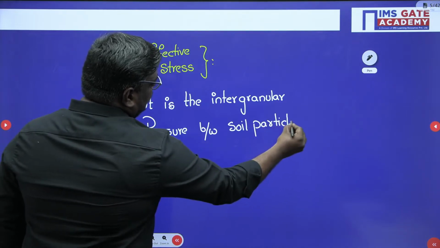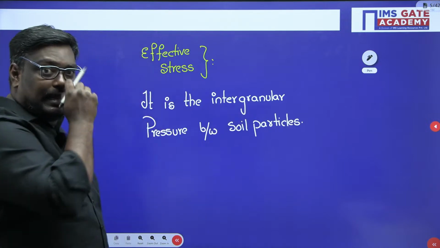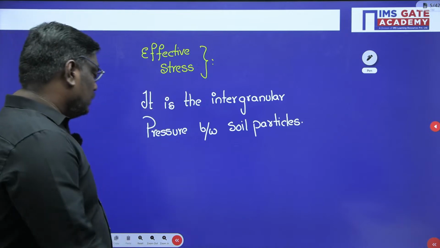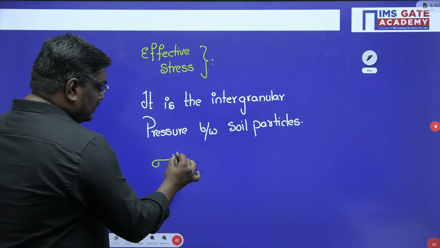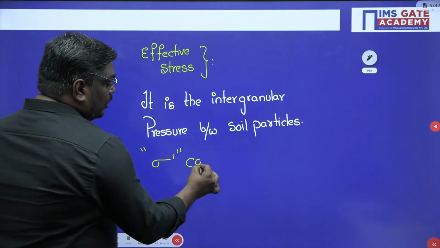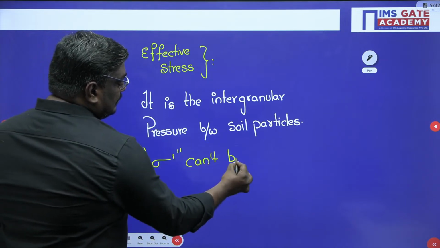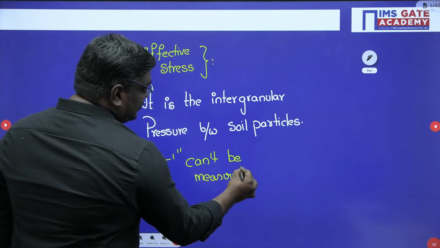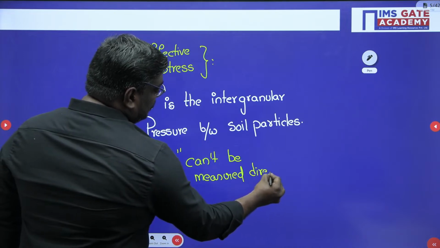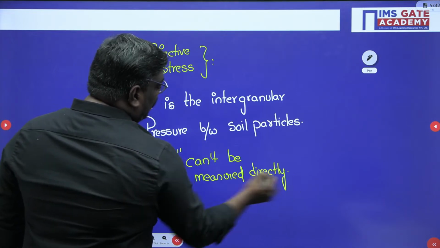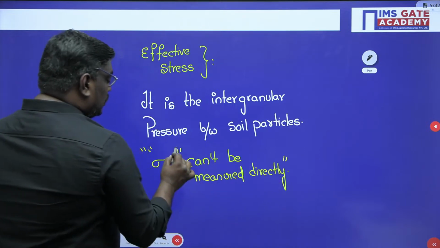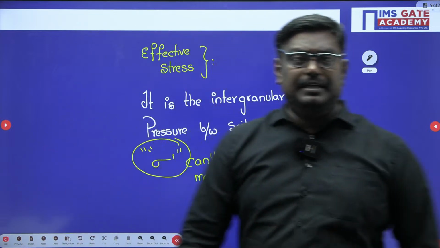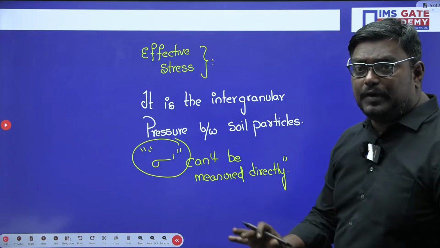Now my dear students, you can have a doubt here. Sir, how do you measure the effective stress? See students, effective stress is represented as sigma dash. It cannot be measured directly. Actually, all the engineering properties of the soil, you can judge or have an idea based on the effective stress. Are you following, my dear students? Gagan, are you following? If you have any queries, you can ask me.